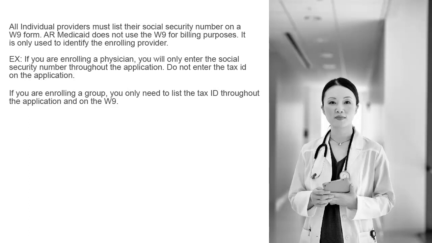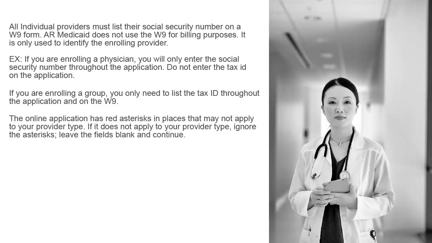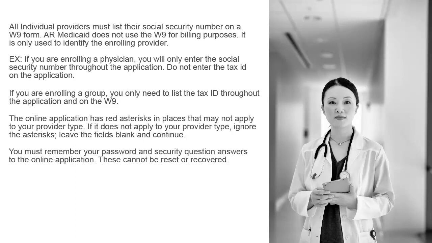on the W-9. The online application has red asterisks in places that may not apply to a provider's type. If it does not apply to the provider's type, they will ignore the asterisks, leave the fields blank, and continue. Providers must remember their passwords and security question answers to the online application. These cannot be reset or recovered.